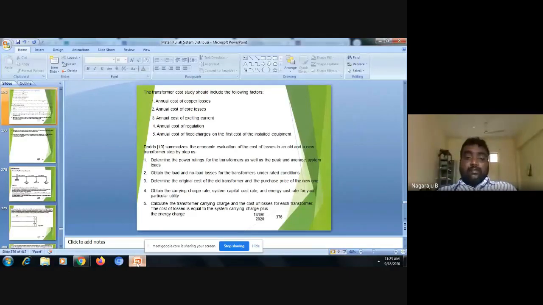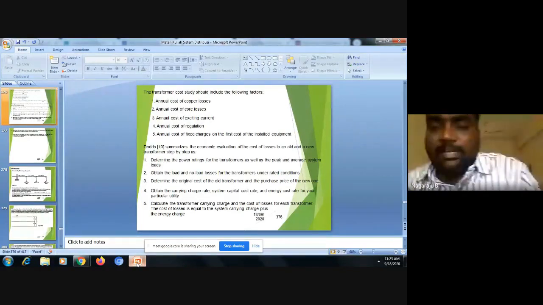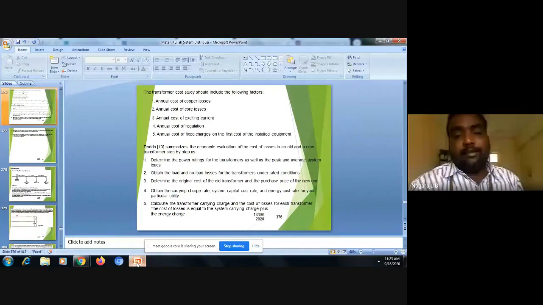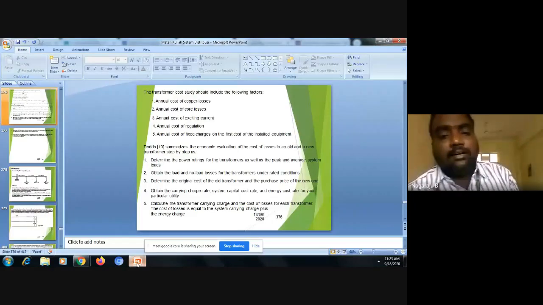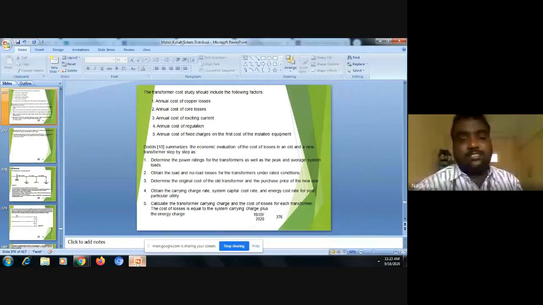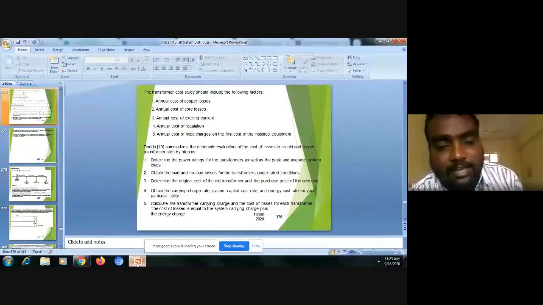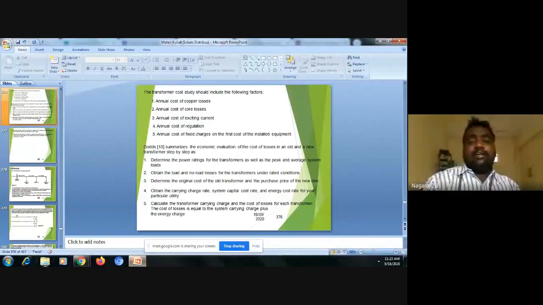Okay, so to determine the transformer rating, or if any site allocation or extending capacity is there, you can have this. Okay, obtain the load and no load losses of the transformer under rated conditions, and determine the original cost of the old transformer and the purchase price.